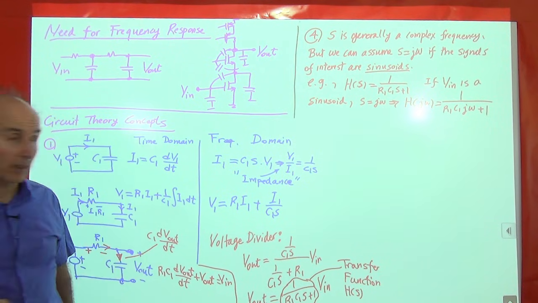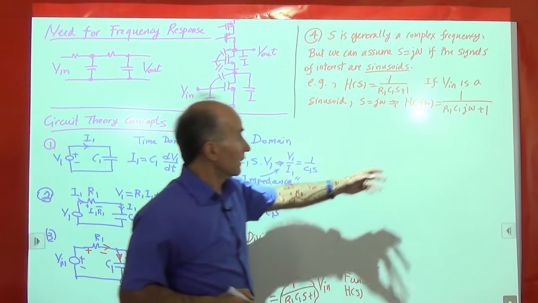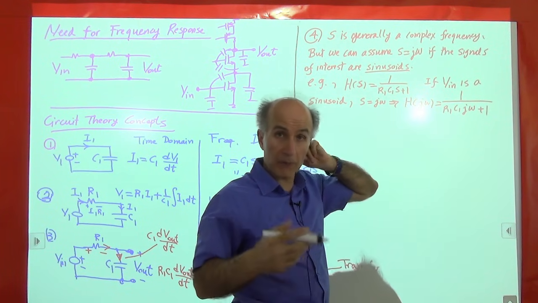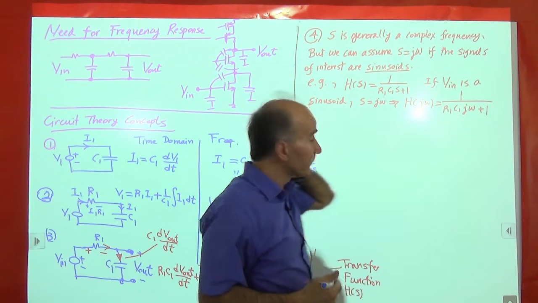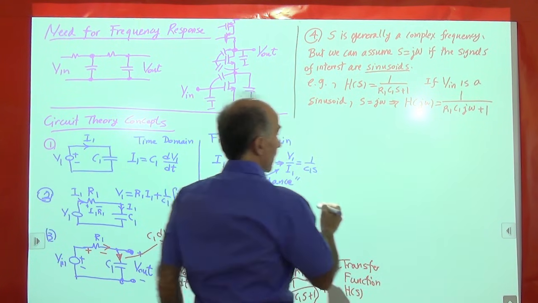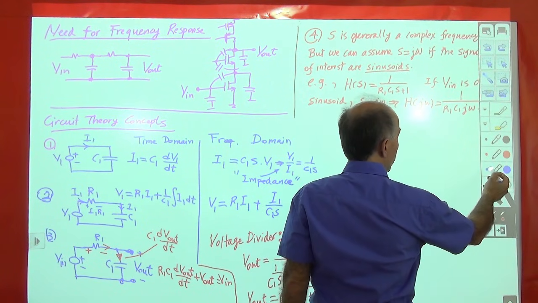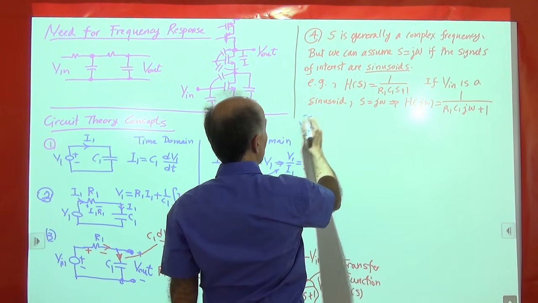Now you're asking why do we go through this trouble? This doesn't seem particularly simpler than this, right? We just replace S with j omega. But we will see as we go along that this actually becomes much more useful. I need to talk about one more concept. This is actually more from complex number theory than basic circuits, but anyway.